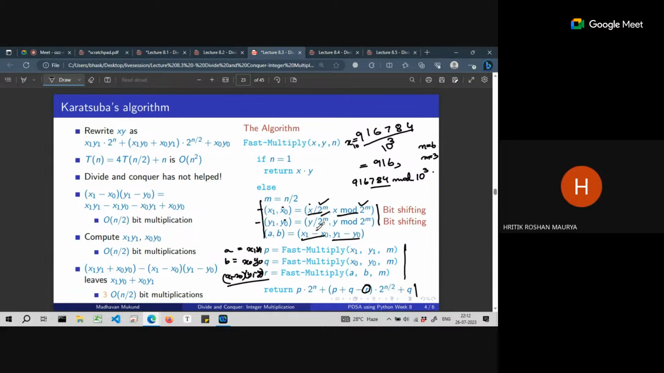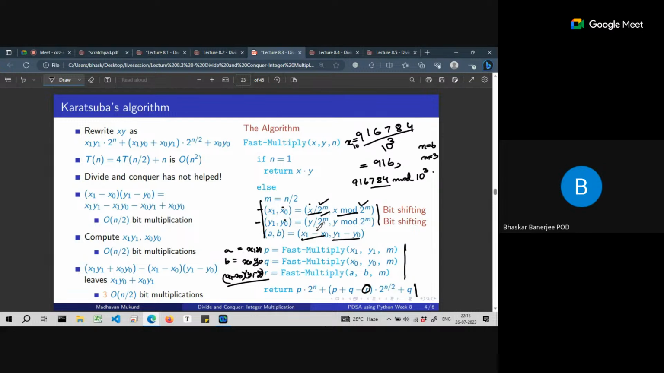Fine. Sir, is there no bit operator in Python? The bit operator must be there. So why are you not using this? This division is actually, I think, taking much more time. Bit operator works bit by bit. We are not doing bitwise calculation. That would be taken care of. So dividing 916784 by 10 to the power 3 will take a very long time, no? Means for longer numbers. No.